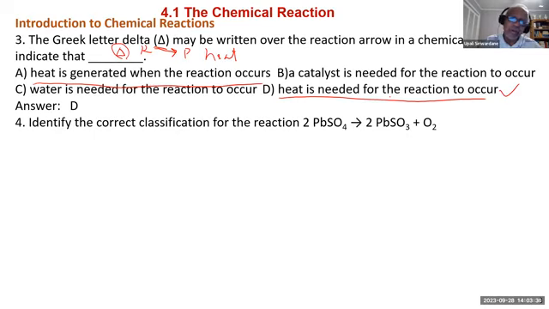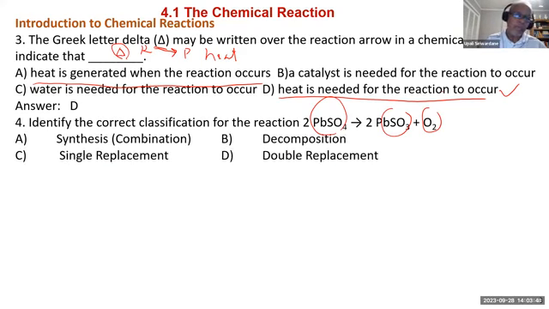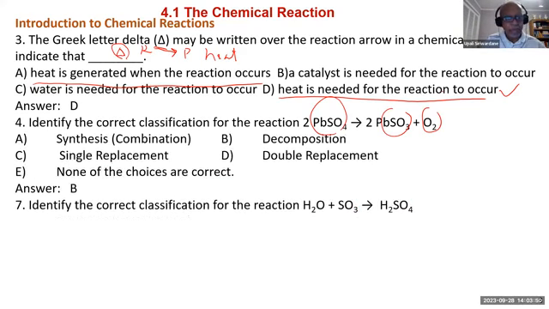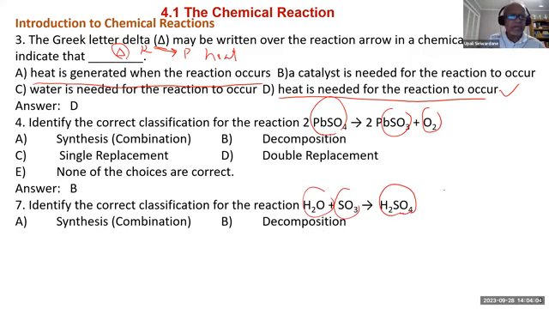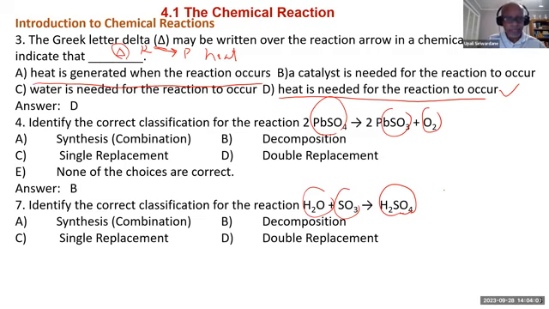Identify the correct classification for the reaction. This one, one compound breaks into two simpler pieces. Therefore, decomposition. B is the answer. This reaction is two compounds coming into one compound. That's a synthesis reaction. A is the correct answer.